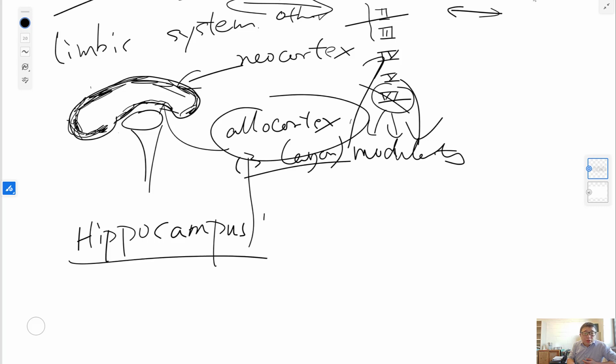The hippocampus is somewhere here. In some definitions, the hippocampus is not even part of the cerebrum. In some definitions, the limbic system is an independent part, including the thymus, the basal ganglia, and the hippocampus. What's the function of the hippocampus? The main function is memory.